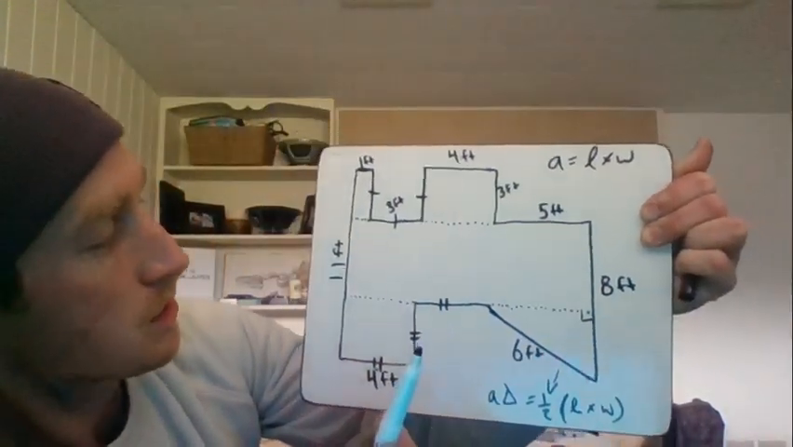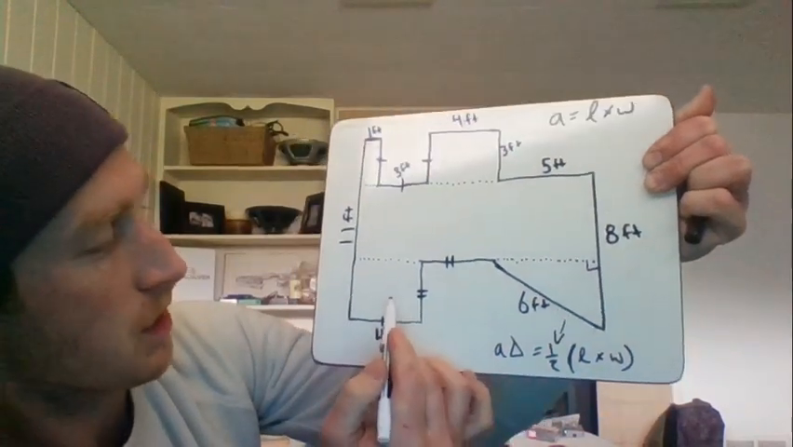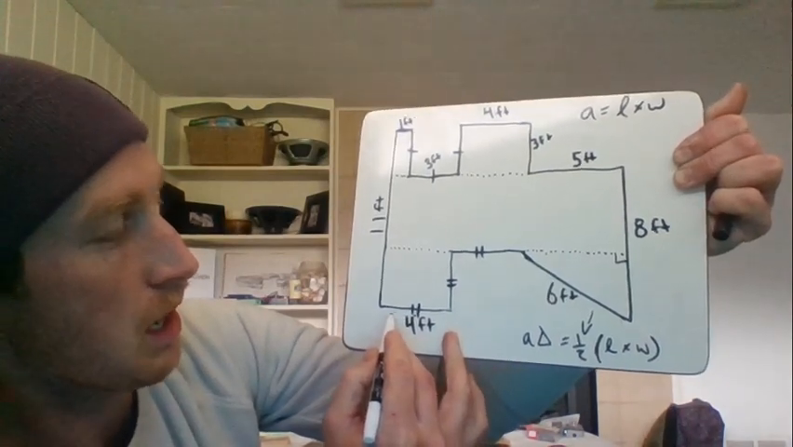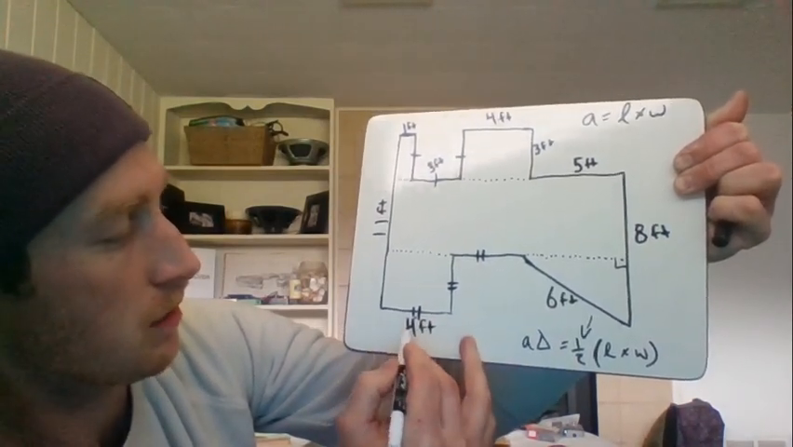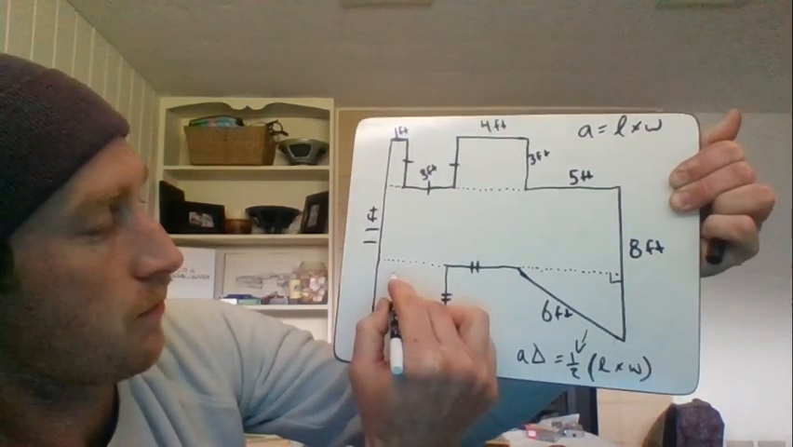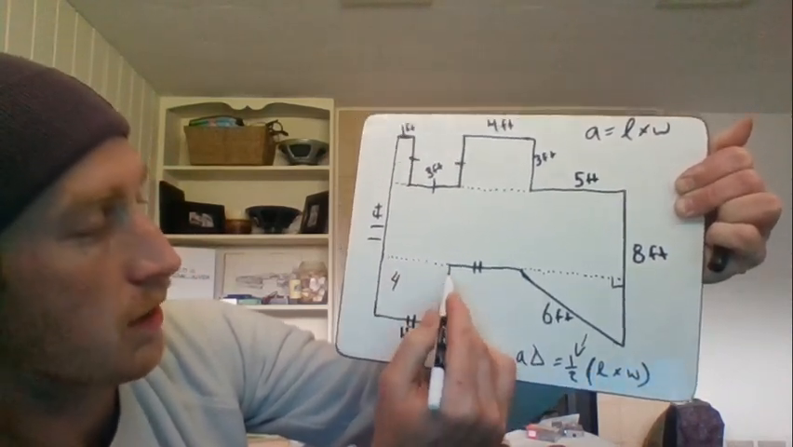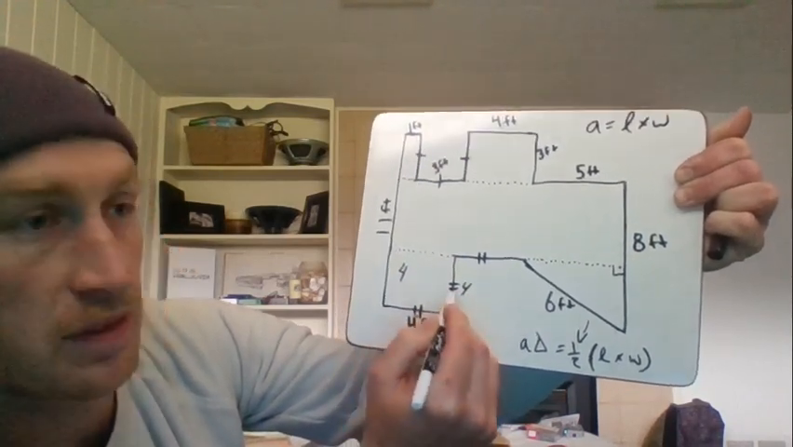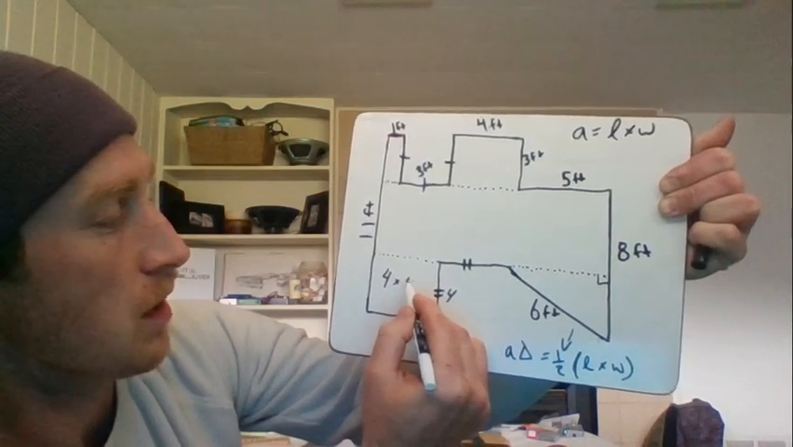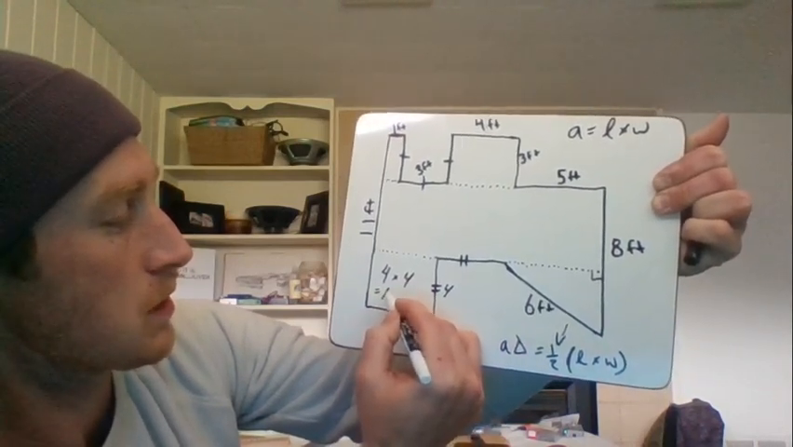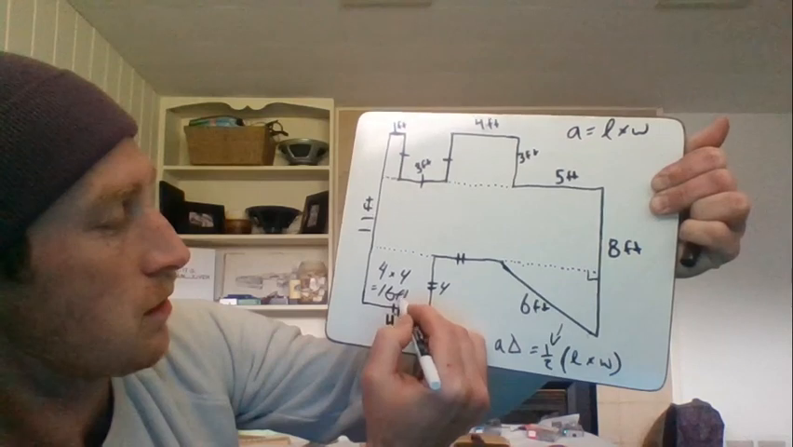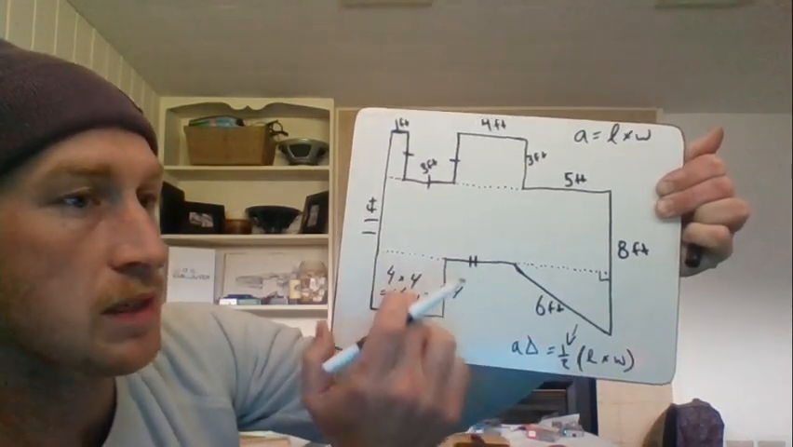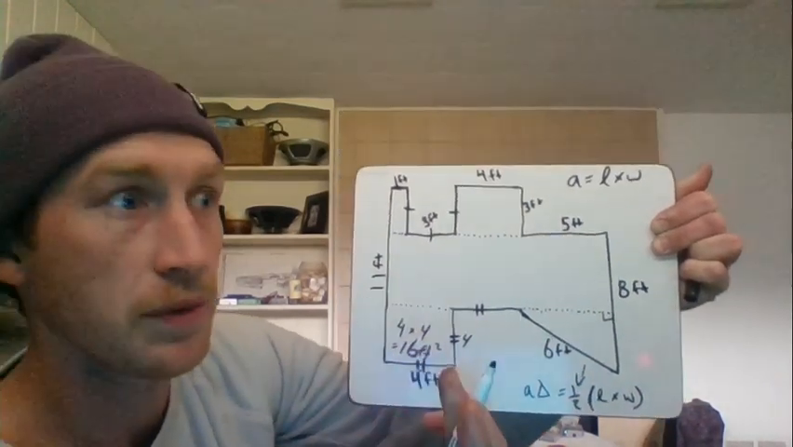Okay, so let's start with this box here. We know that the length or the width of this box right here is 4. So it's going to be 4, and the width going up, or if we called this width, this would be length then, is also 4, because I put those double lines there. So 4 times 4 equals 16 feet squared. So the area of this box is 16 feet squared. Now we have to do another one.